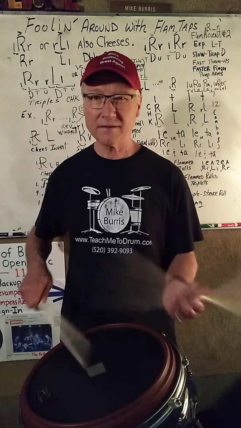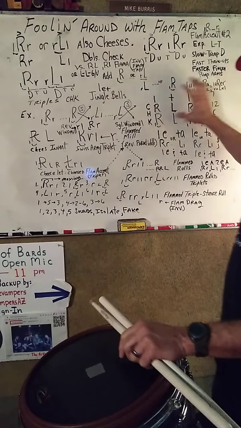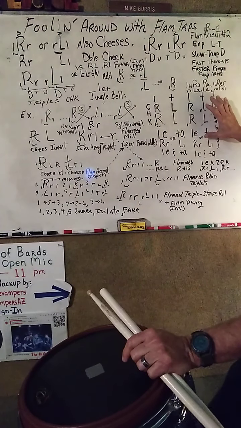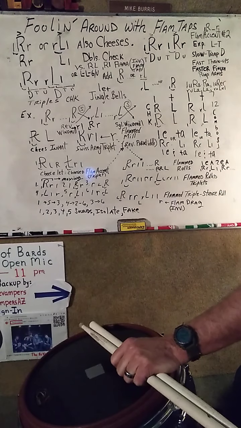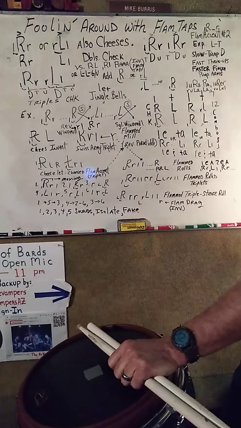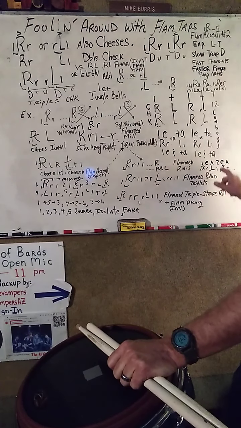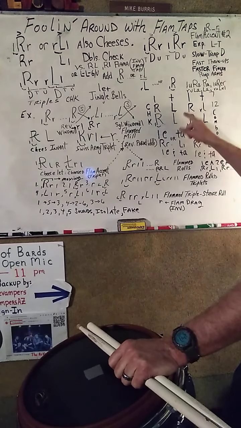And now we have the full Flam Tap rudiment. Isn't that awesome? So that is what all this is about. So what else can we talk about? You can talk about, instead of one and, one E and a, you know, very straight time counting, you could count in triplets.